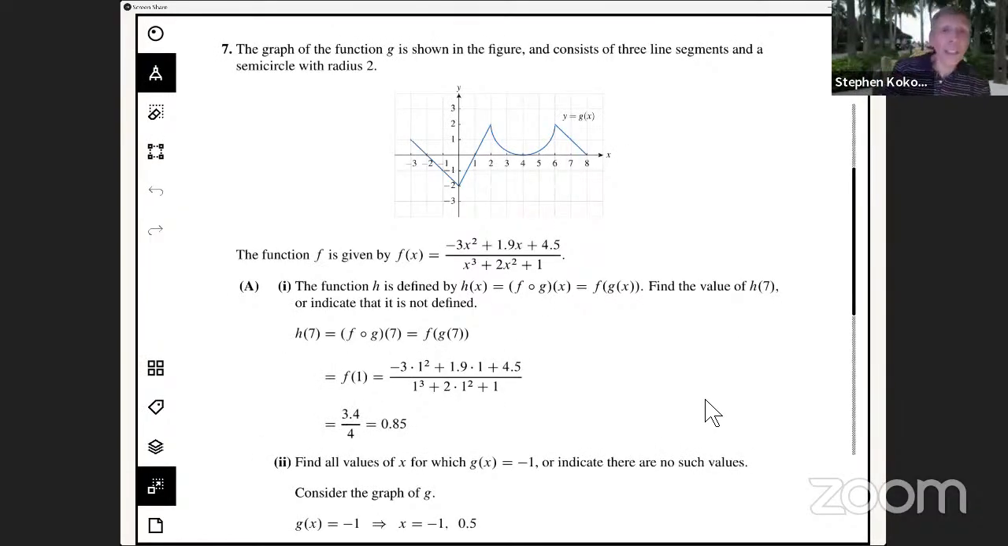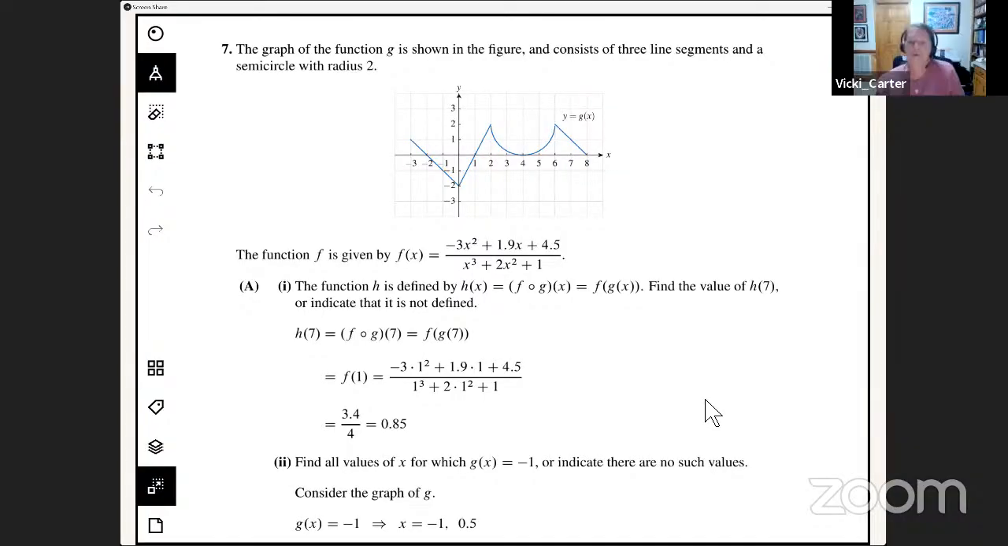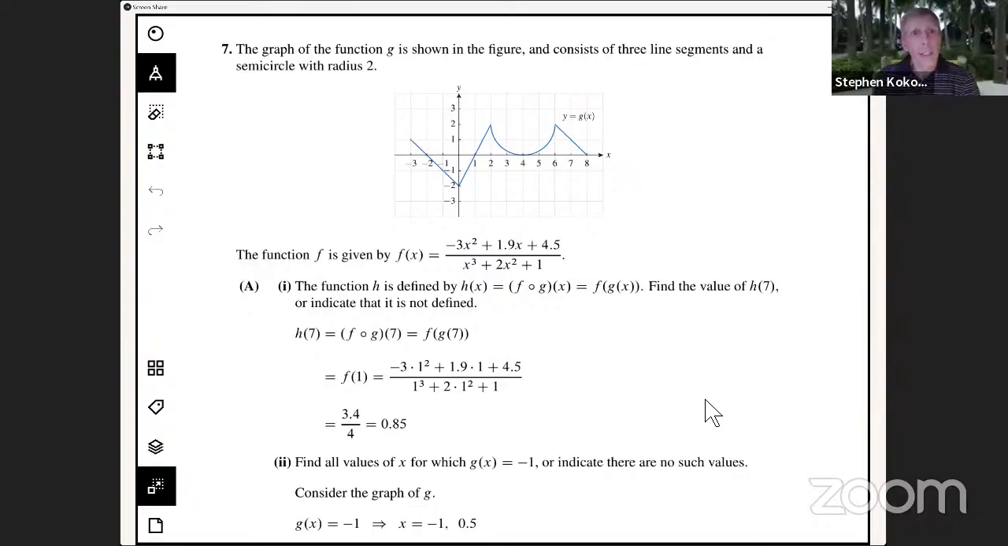All right, so this is a sample free response question modeled after some of the published FRQ1. Okay, terrific. Thanks, Vic. So this is the graph of a function g as shown in this figure. It is made up of 3 line segments and a semicircle with radius 2. And I'm given this other crazy looking rational function, a quotient of 2 polynomials. And I've got 3 different parts here.